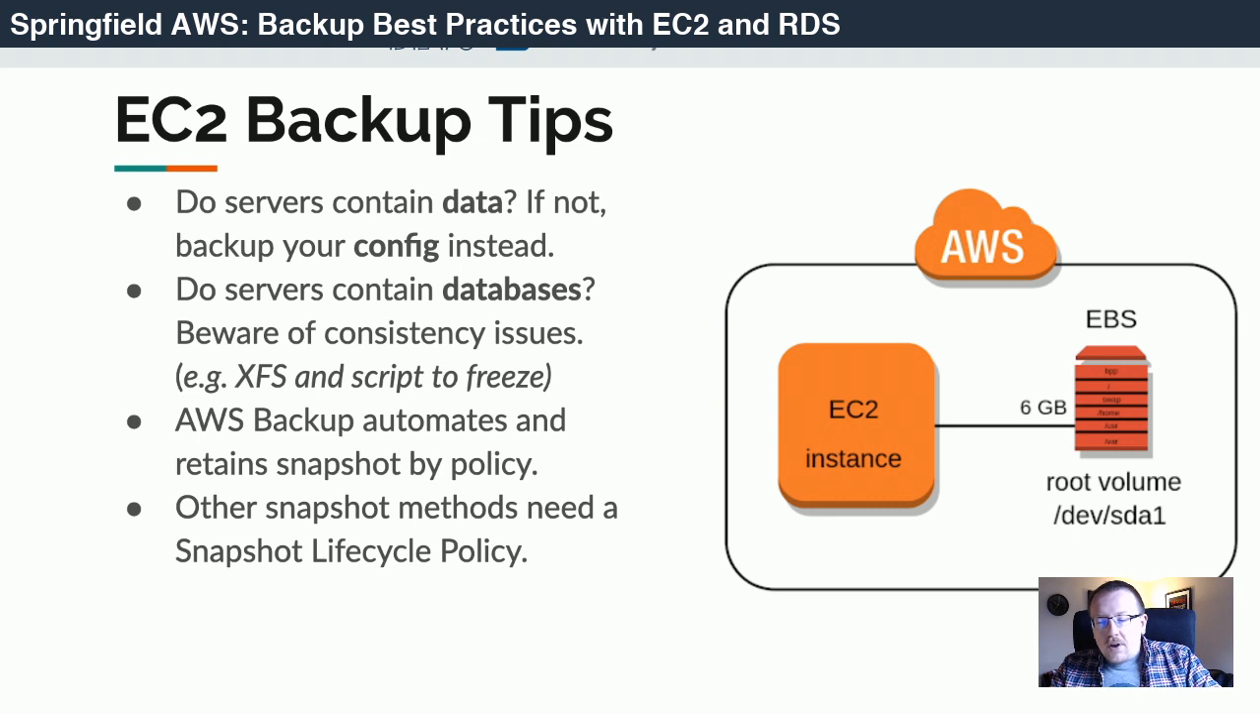But if the servers contain databases, so let's say you haven't moved over to RDS yet, and you're still self-hosting database services on your EC2 virtual servers, you need to be aware of consistency issues. Let's say you have a very active database, a lot of write activity happening, and a snapshot takes place in the middle of a write. You could end up with a snapshot that is not consistent, meaning when you go to restore the snapshot and you start up your server, MySQL or whatever relational database you might be using will complain about the data. Sometimes it can fix the issue, sometimes it can't.